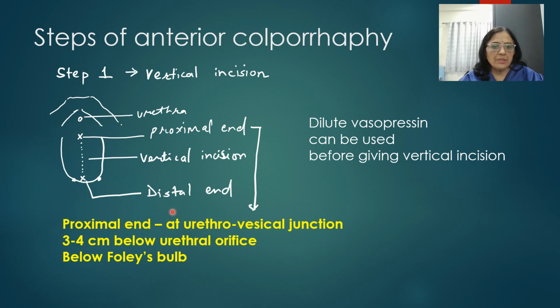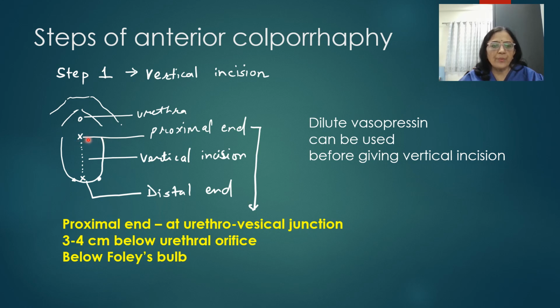Now, the proximal end is at the urethrovesical junction, that is the junction of the urethra with the bladder. So how do we know where the urethrovesical junction is? Usually it lies 3 to 4 centimeters below the urethral orifice. But to confirm that, we can pull the Foley's catheter so that the bulb of the Foley's catheter remains at the urethrovesical junction, and then we take the point just below the level of the bulb, which is going to coincide with the urethrovesical junction.